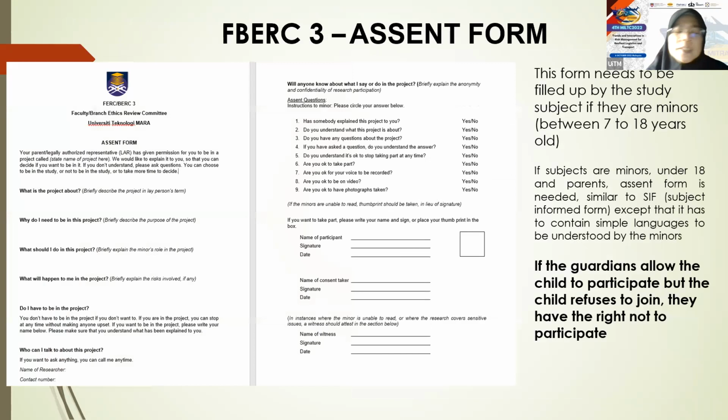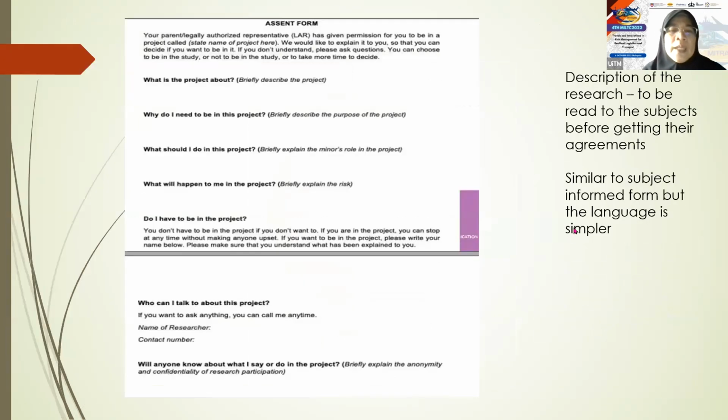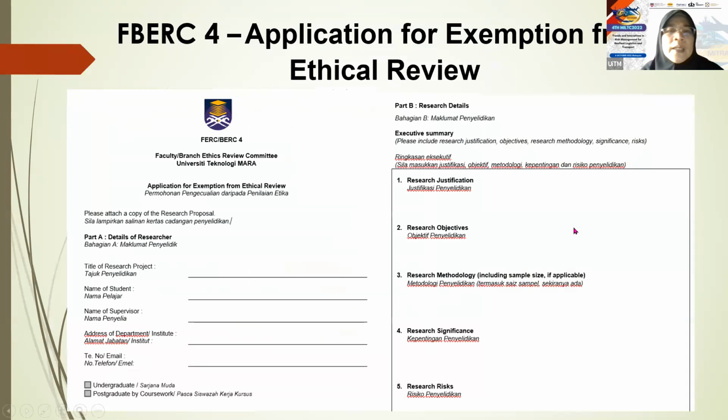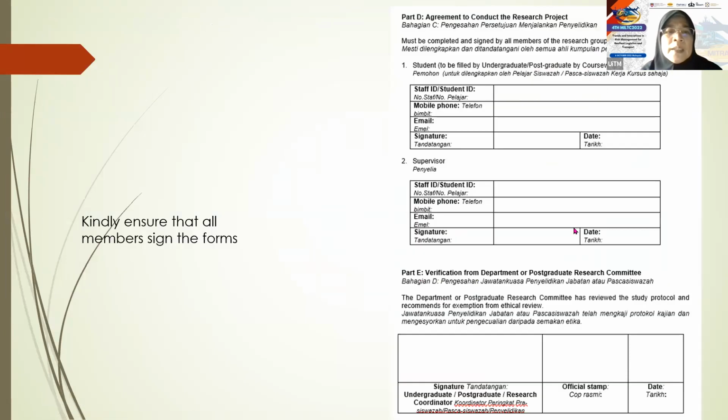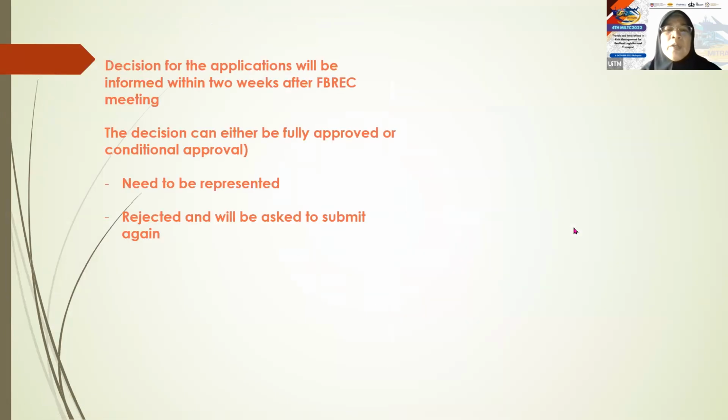Next is the assent form. If your respondents are a vulnerable group or children below 18 years old, then you need to fill up this form. You still need to fill up some information and it needs to be signed by the guardian. Okay, so I think that is basically the information that needs to be filled up.